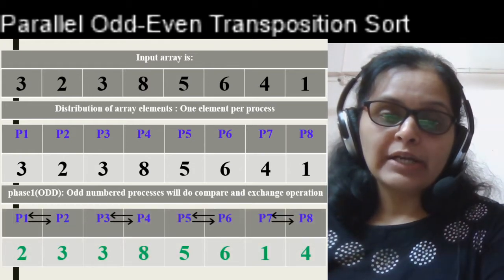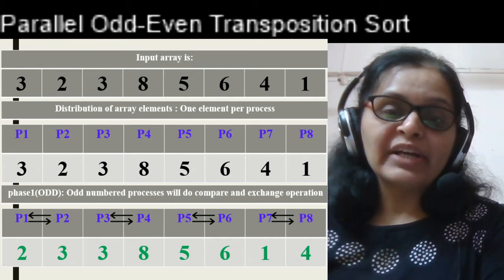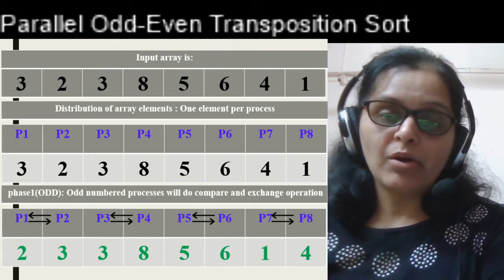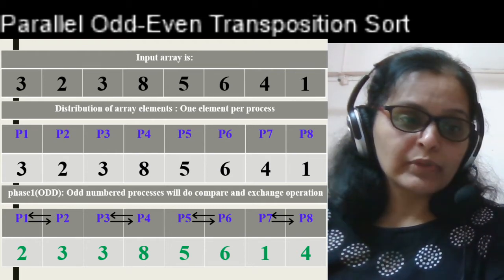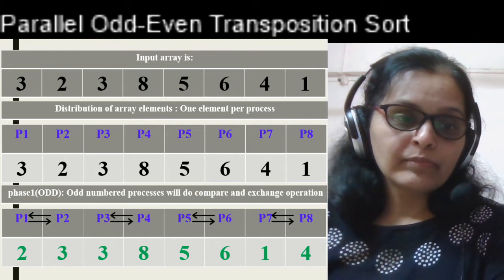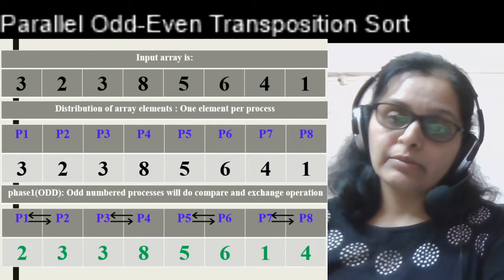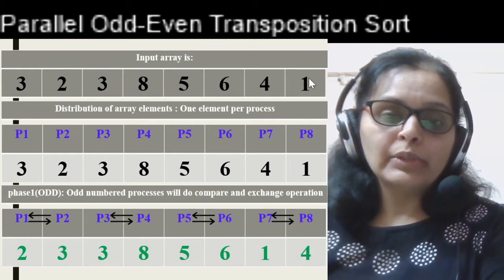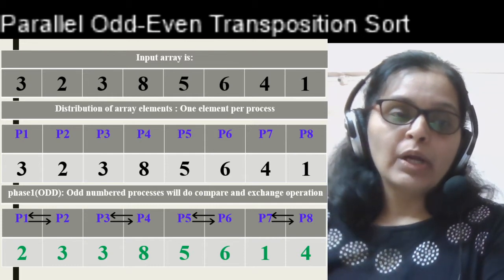So let us start. So in the odd phase, see students, the compare and exchange operation is done with the processes starting with odd index like P1 and P2. So focus here. So P1 is the first process in the odd series. So P1 will do the compare and exchange operation with its immediate neighbor, that is P2.